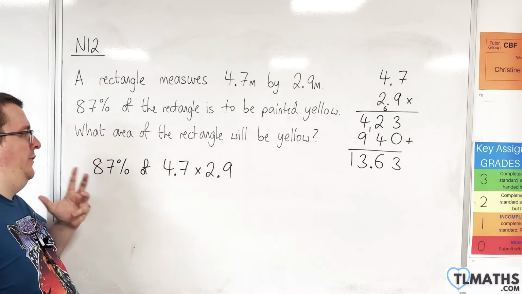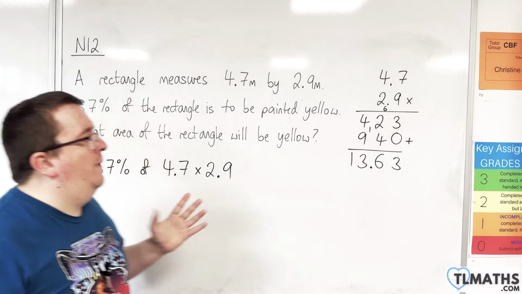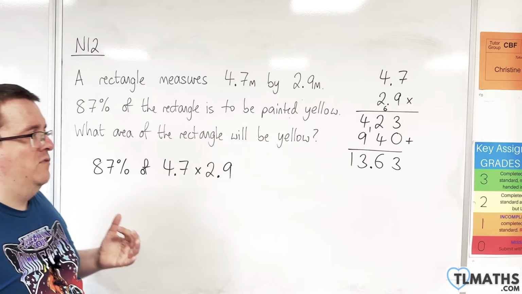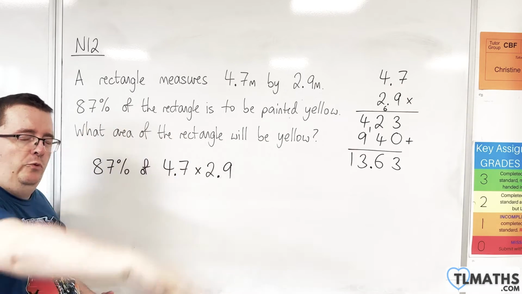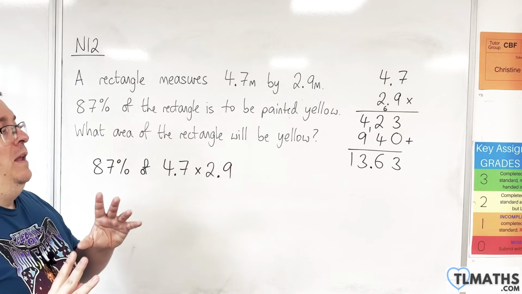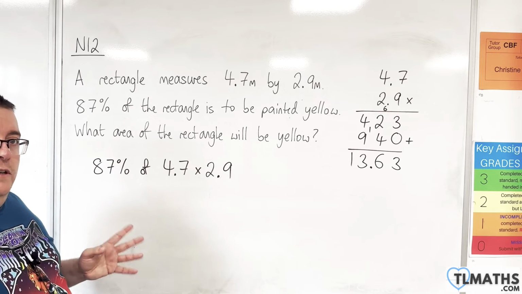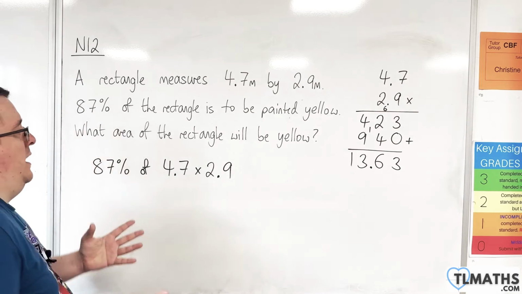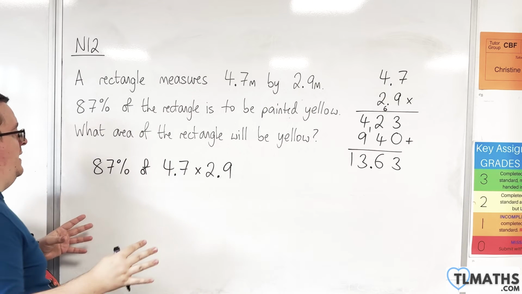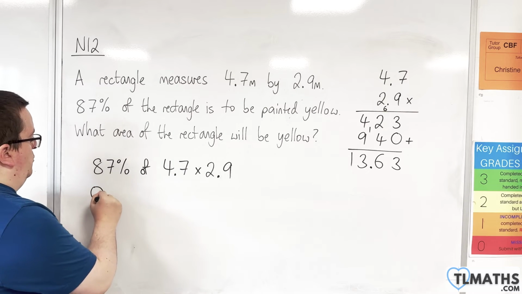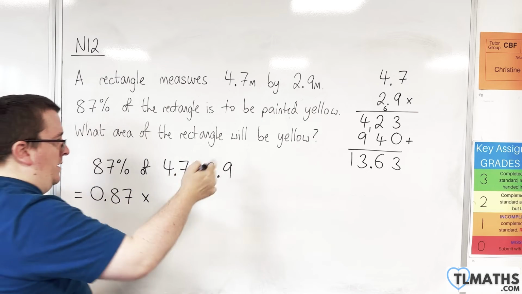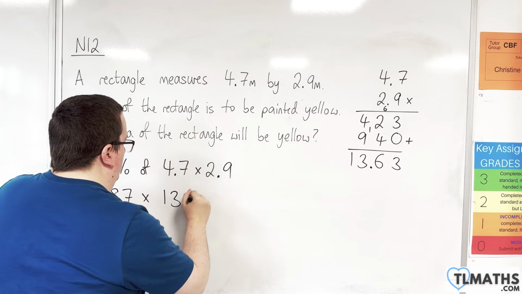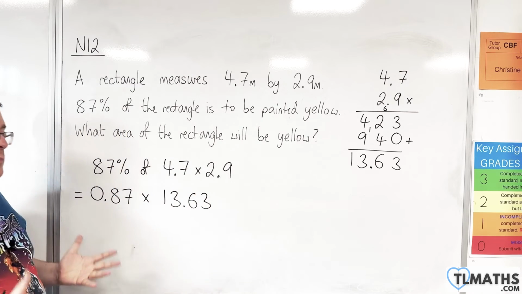Now, as I said, this isn't really a nice value to work with, where I'm going, right, what's 50%, what's 10%, what's 10%, what's 10%, what's 5%, what's 1%, what's 1%, and adding them all together. That's going to be quite horrific. I don't really want to go through that way. So really, what I'm going to do is I'm going to do 0.87 times by 13.63. And I'm just going to do it as long multiplication.